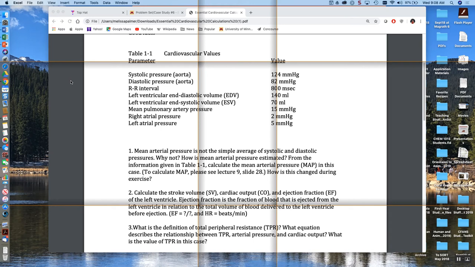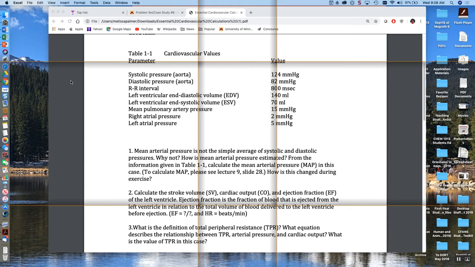Question: why are the units for stroke volume sometimes just milliliters and sometimes milliliters per beat? With stroke volume, it really is milliliters per beat. I should have probably put that up here. It just gives you more information. That's the amount of blood that's ejected with one heartbeat.